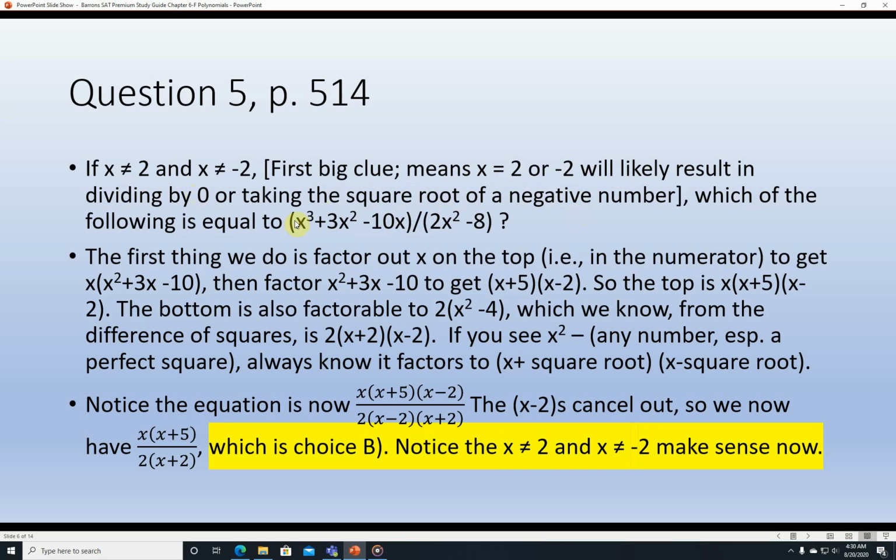So which of the following is equal to (x cubed plus 3x squared minus 10x) over (2x squared minus 8)? I couldn't get this nice neat formula, so we had to do it this way.